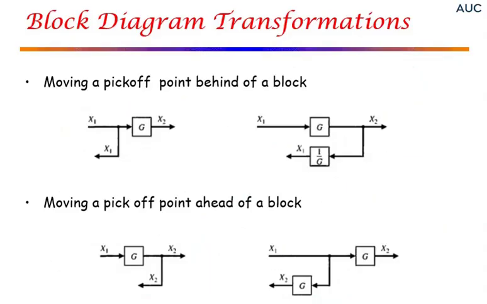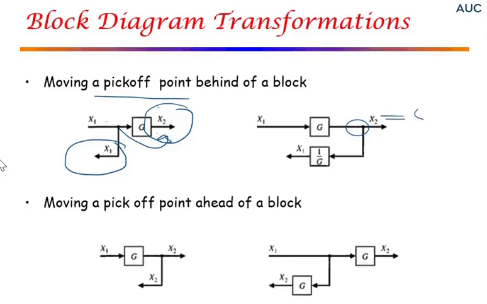Similarly, we can move the pickoff point around a block, around a transfer function. So suppose we are moving a pickoff point behind a block, so we move it in here. So again, what is the output? The output is x1 and it's also x2. So we have to keep x1 and x2 unchanged. So if I move the pickoff point to be here, x2 will remain unchanged because still it is x1 times g, like in here. So that's okay.